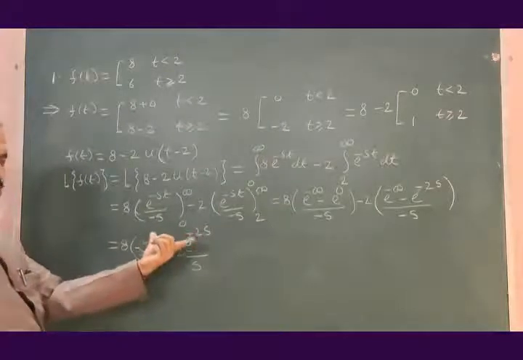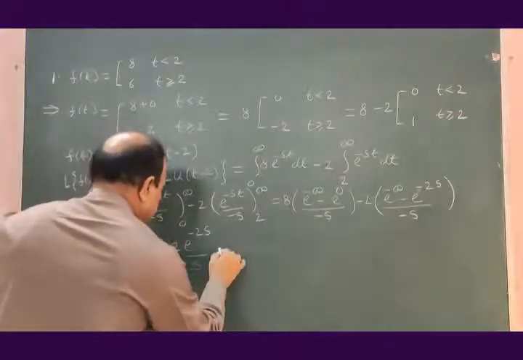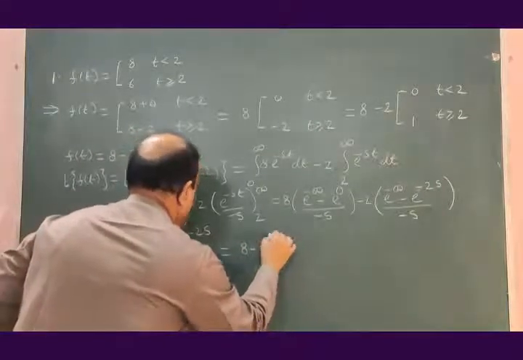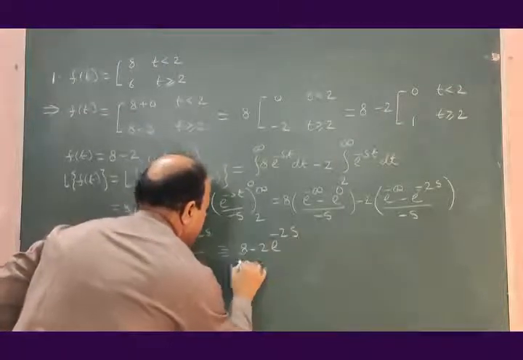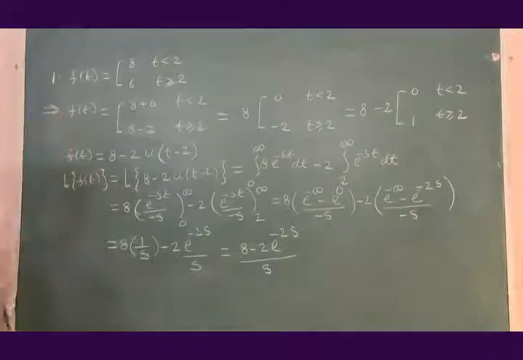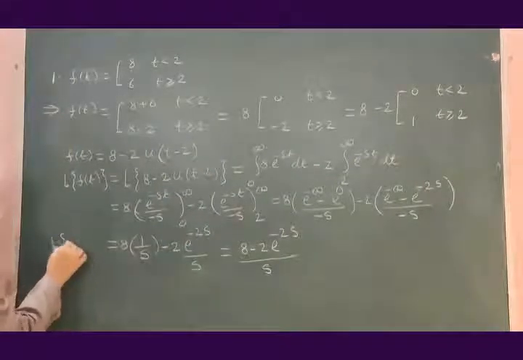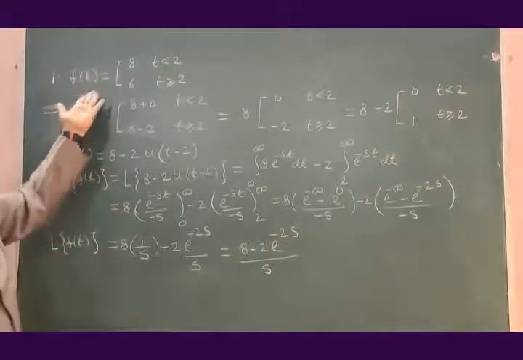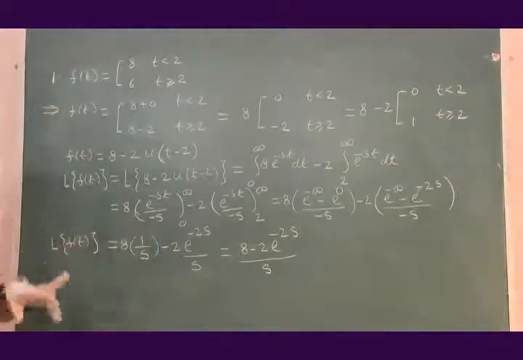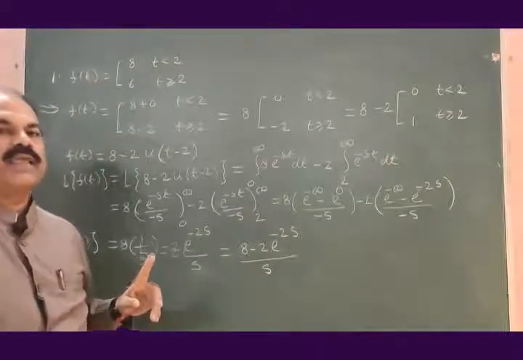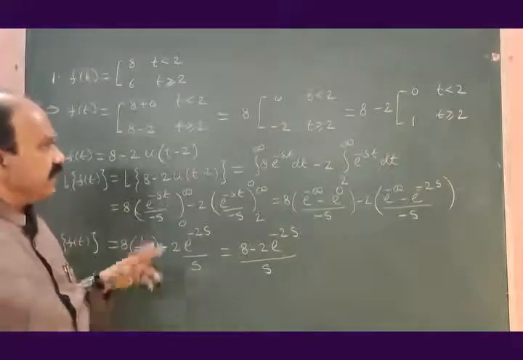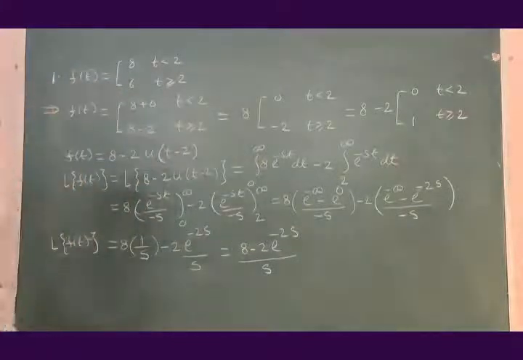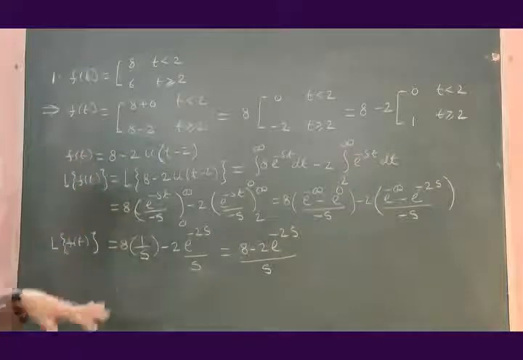Denominator is the same, so this can be written as a single term, and that is 8 minus 2 e to the power minus 2s, whole divided by s. This is the Laplace transform of the given function f of t. And what is f of t? This. This is about the first problem on unit step function. Now let us go to the second one. Before that, let me clean the board. It is so simple. I hope you understood it.